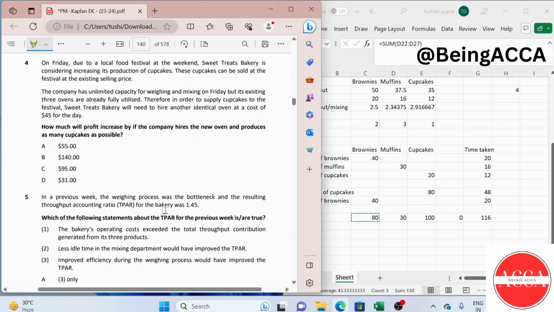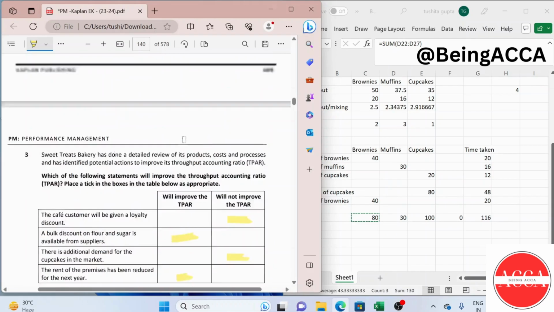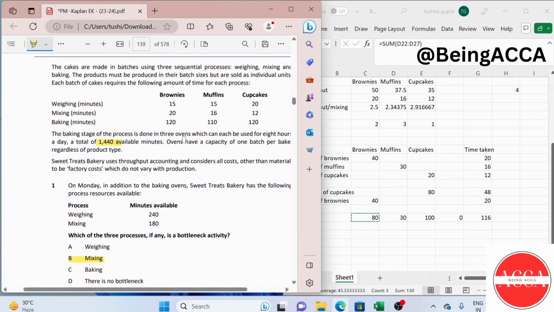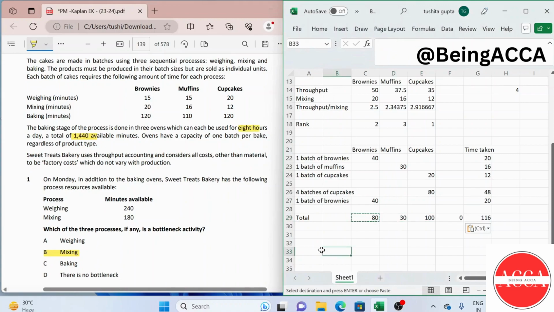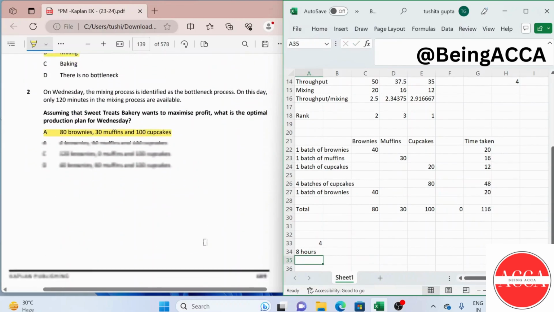So the question wants us to answer how much profit will increase by if the company hires the new oven and produces as many cupcakes as possible. So let's see how much was the capacity of our ovens if we use them for the entire day. If we use the ovens for an entire day, they can be used for 8 hours, right? So the maximum capacity of one oven that we'll be renting will be 8 hours.